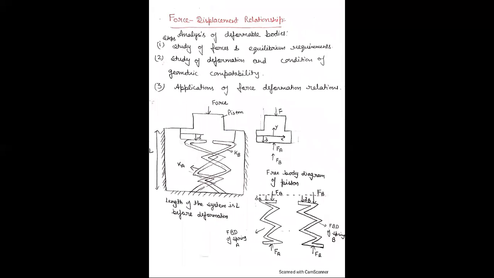The second step is the study of deformation and the condition of geometric compatibility. The geometric compatibility equation is delta A is equal to delta B, which is equal to delta. Consider both deformations to be equal, and that is equal to delta. And the third step is the application of the force deformation relation.